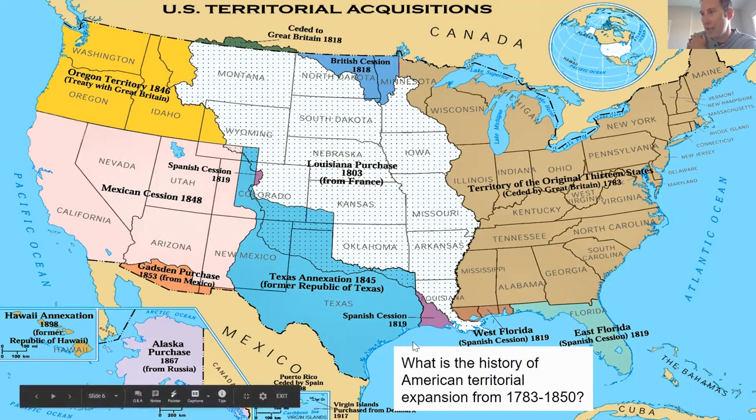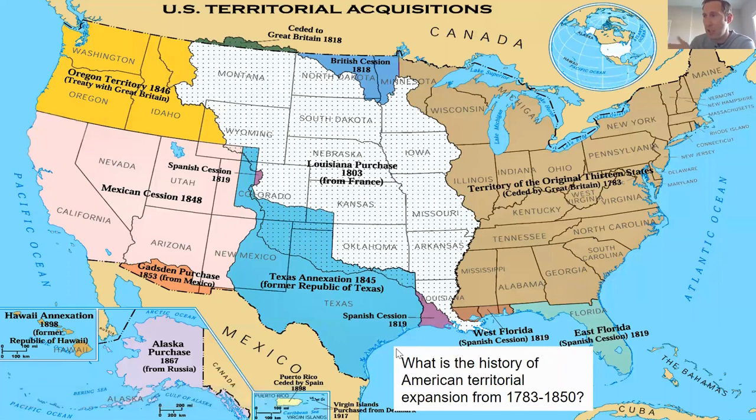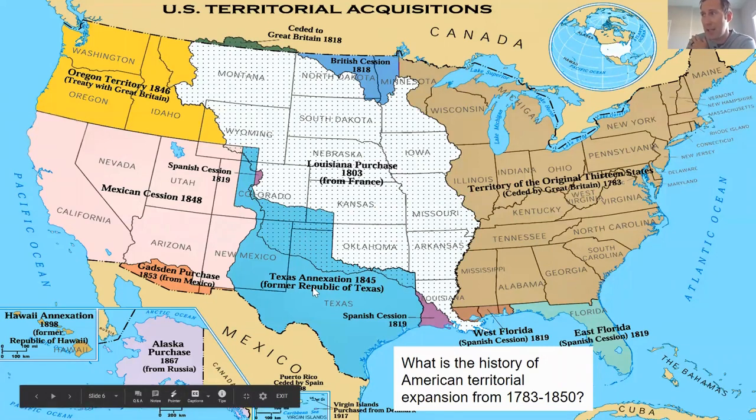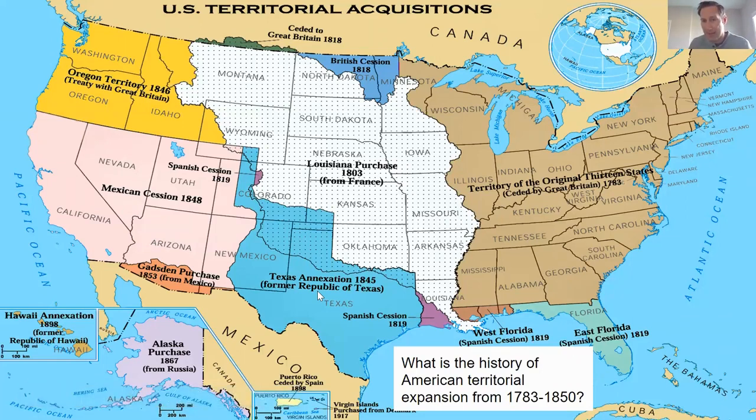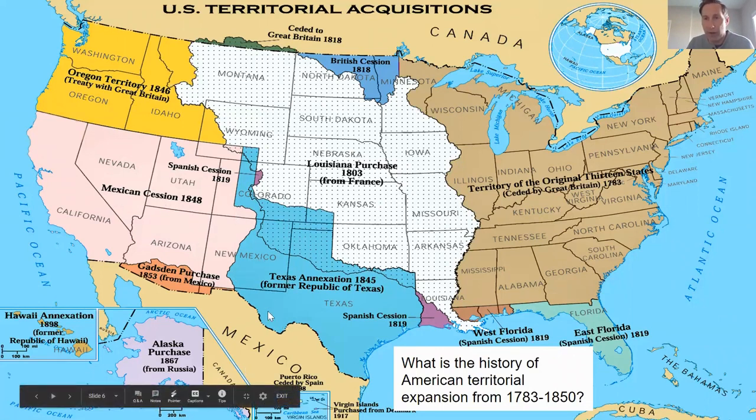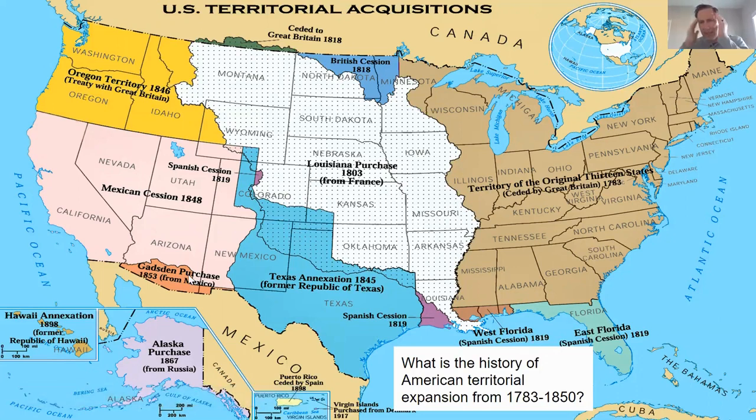But we really start to see some massive acquisitions, beginning with the Texas annexation in 1845. So let me be very clear. Texas was at one point a part of Mexico. In fact, almost all this land here, Texas, the Mexican Cession, was all part of Mexico, which gained its independence. I forget the exact year, but by the 1830s, Mexico had its independence.